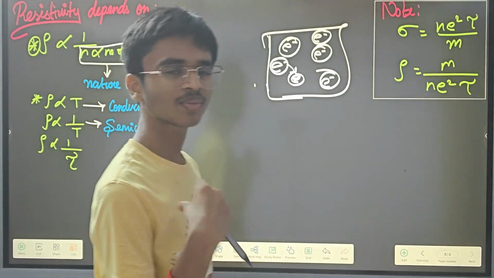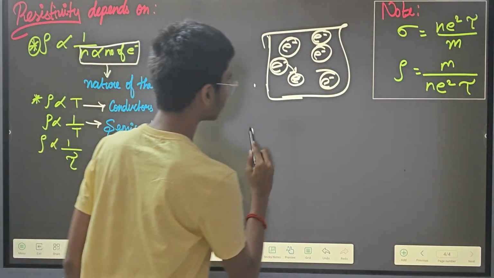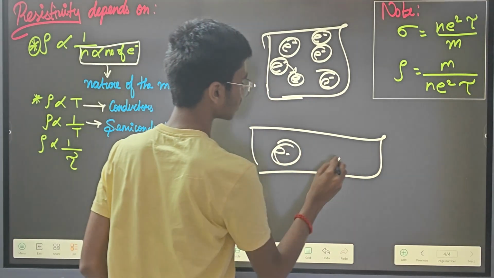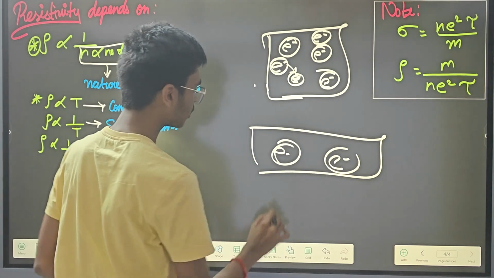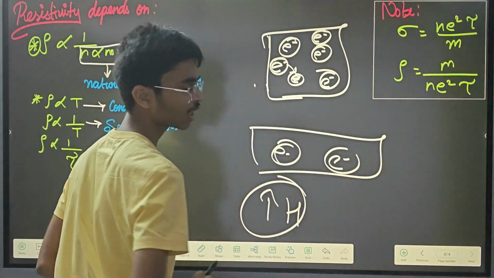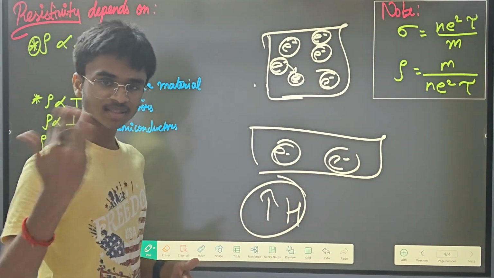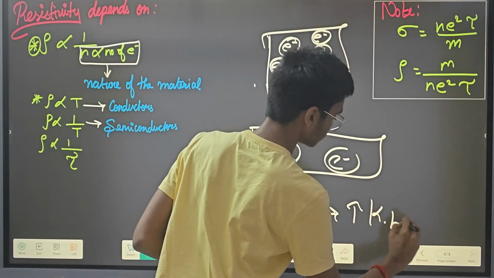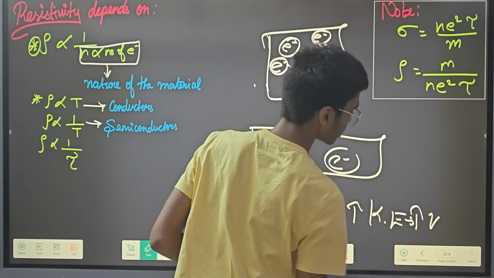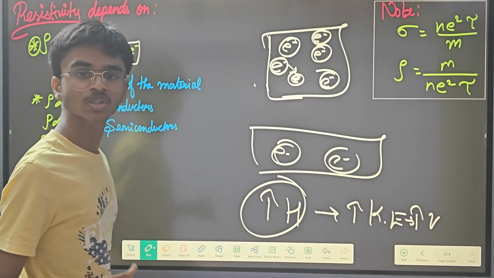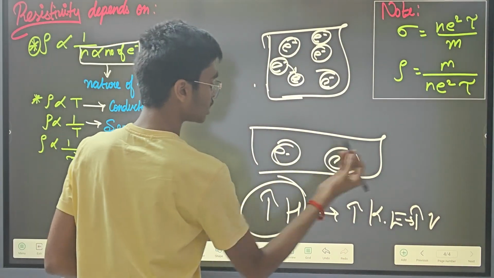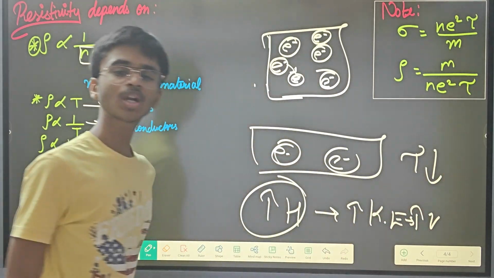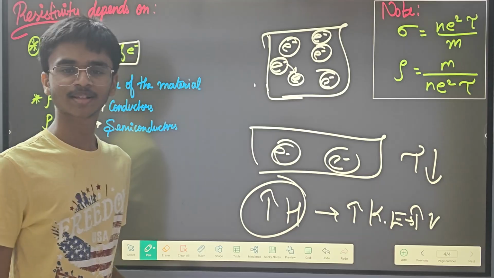But I have an alternative way of explaining this. For example, this is a conductor having electrons in it. Now we start to increase the heat. As the heat increases, the kinetic energy also increases. Then the velocity of electrons will also increase. If the velocity of electrons increases, it means tau will decrease. Tau will definitely decrease.